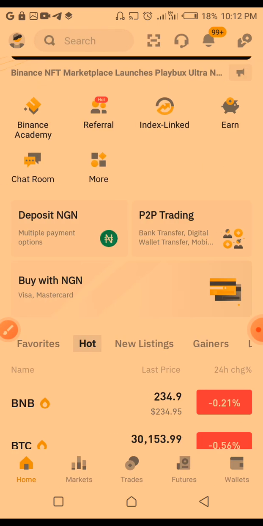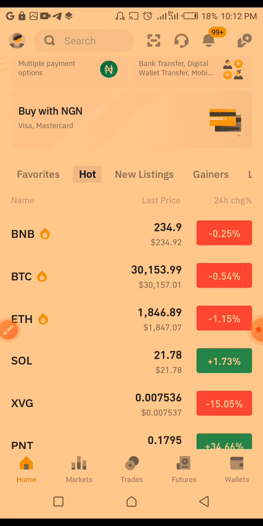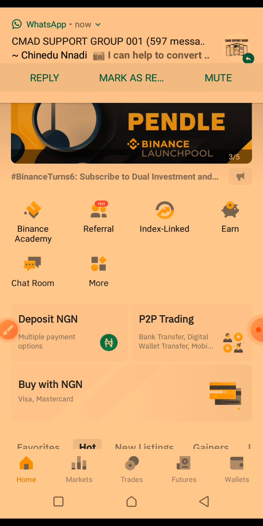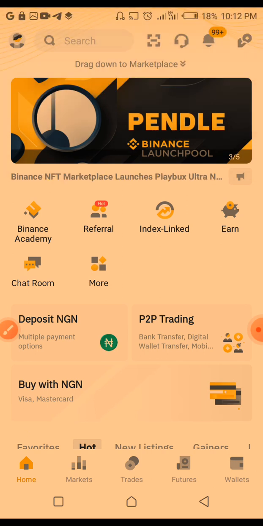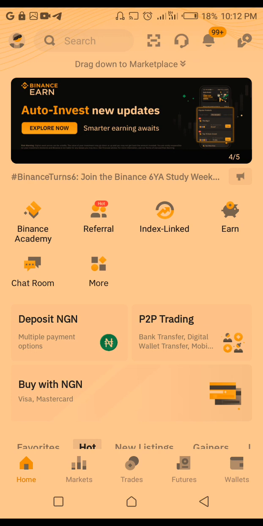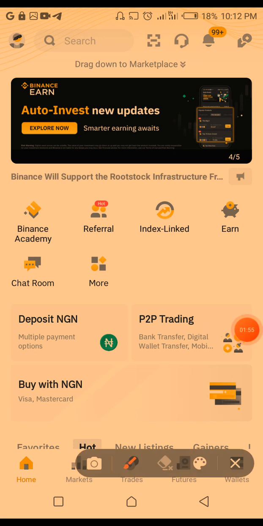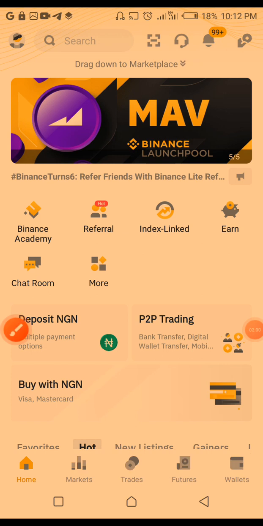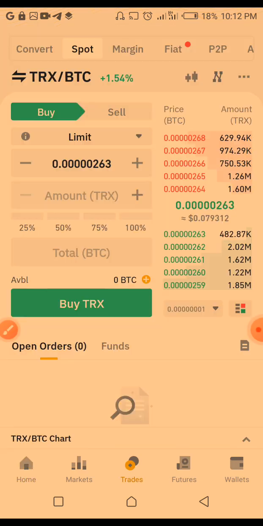So you can exchange your coins at any time, and if you're having any challenge with any arbitrage opportunity on Binance, after watching this video you'll be able to trade your arbitrage opportunities on Binance. We are going to click on this trade icon below. You can see this trade icon here; you are going to click on it, and when you click on it, you are going to get this interface.